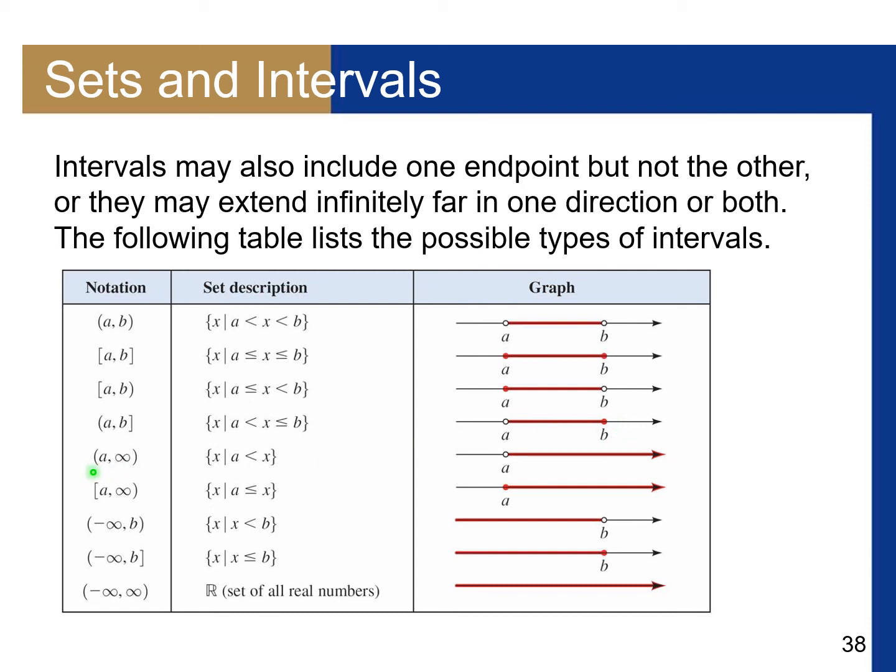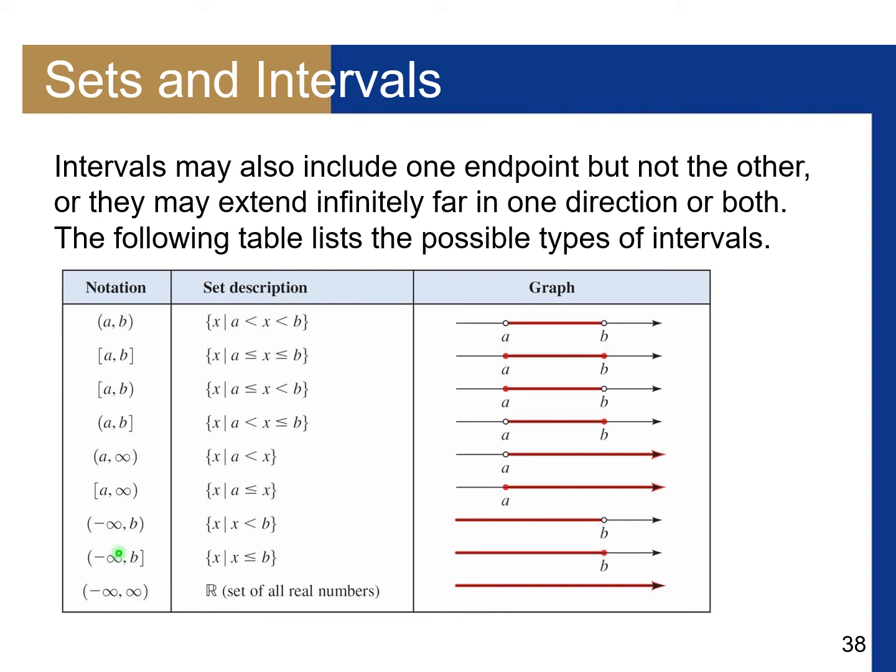Now, I could take a number to infinity. Infinity is always what we call unbounded. We always use a parenthesis. That's because it does not have an end. So you always use a parenthesis and not a square bracket. So here this would look like this because we're not including A. And then the next one, if I start with a square bracket, I am including A. I have that right here, and both of them going to infinity.